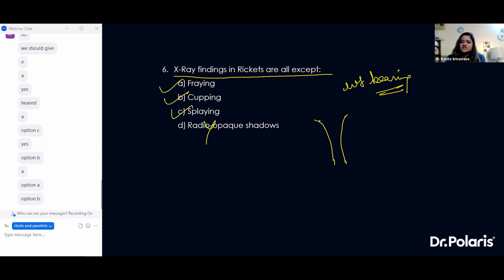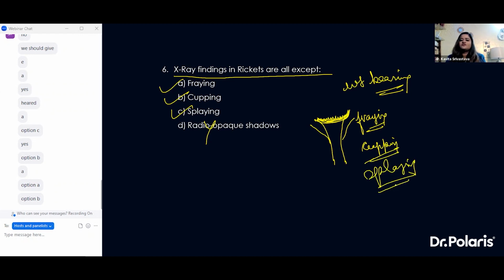So whenever there is rickets, what will happen? The ends of the bone become very rough like this. This is known as fraying. Because of weight bearing, there is going to be sagging of the border. This is known as cupping. And again, because the bones are not very strong, there is going to be widening of the bone. This is known as splaying. So these are all classical features of rickets seen on the X-ray wrist.